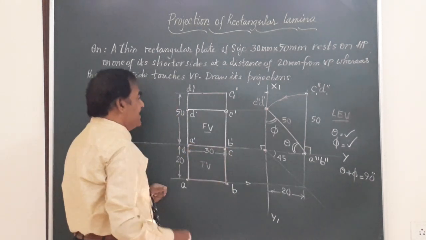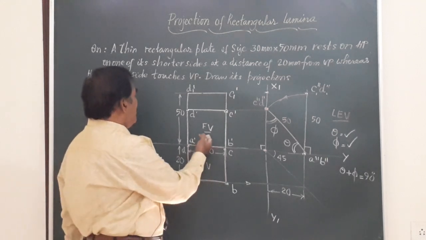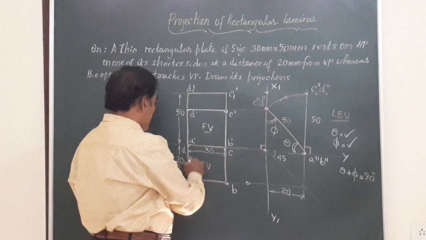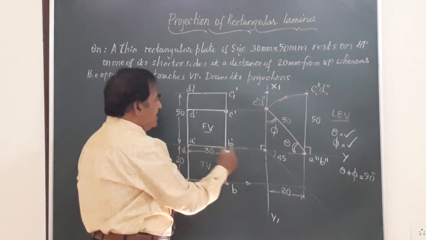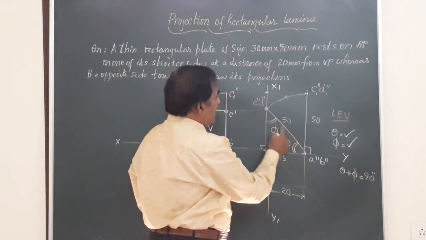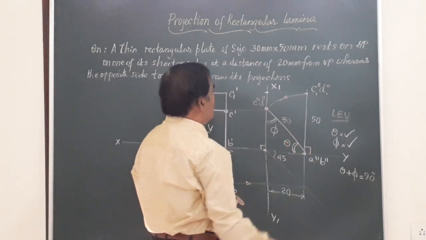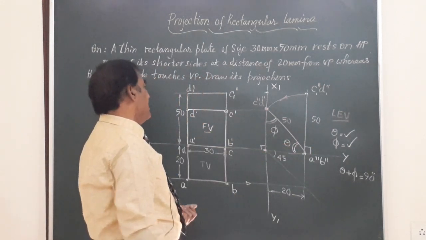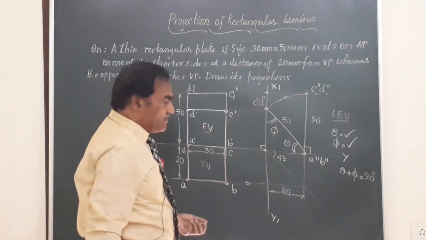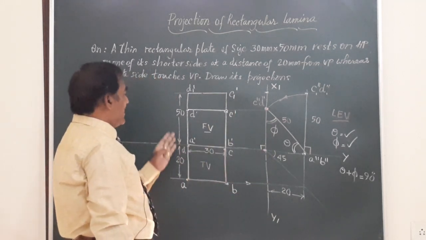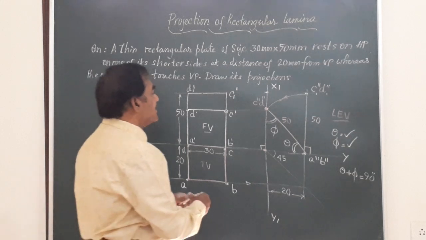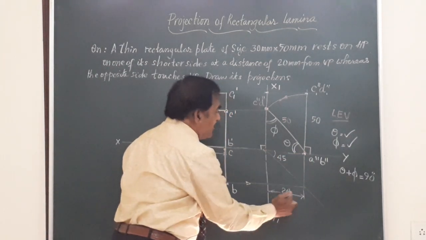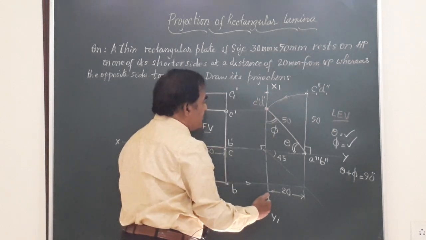So friends, finally we have got the front view as A dash, B dash, C dash, D dash. The top view is A, B, C, D, and the left end view or the left profile view is A double dash, B double dash, C double dash, D double dash. And this gives you the complete projections of this rectangular plate which is resting on HP on one of its sides AB at a distance of 20 mm from the VP or from the wall.